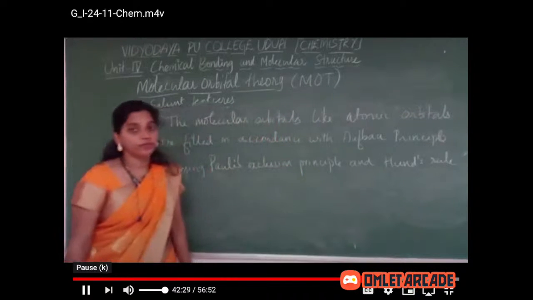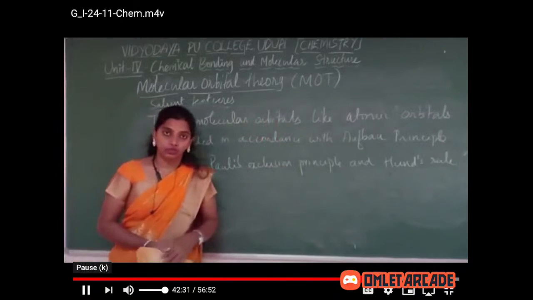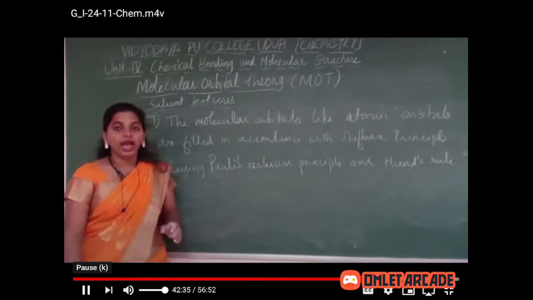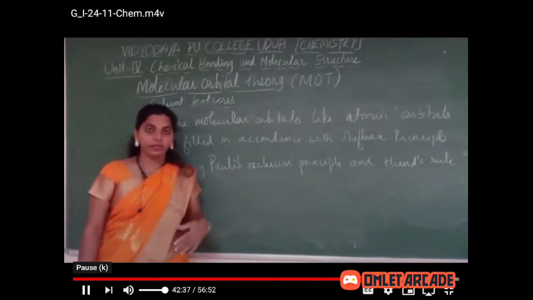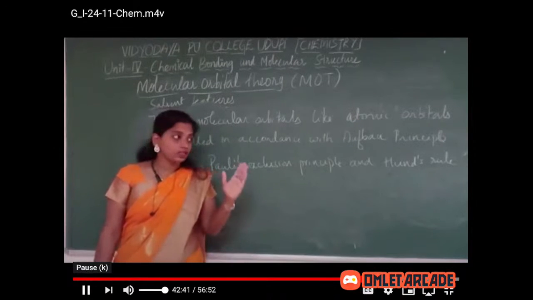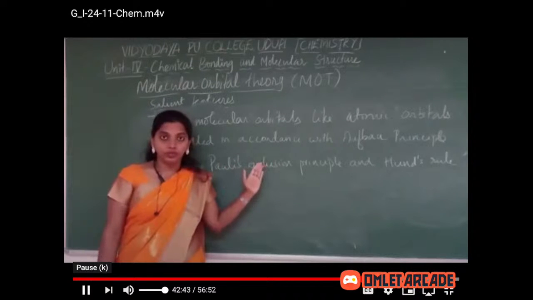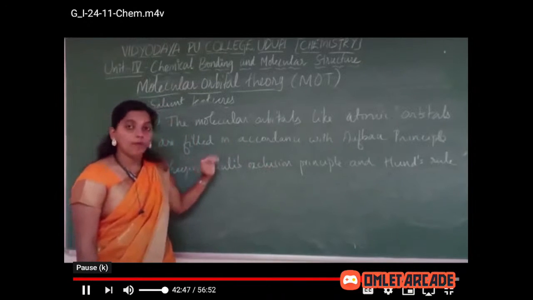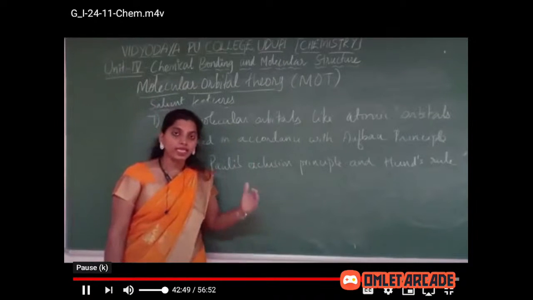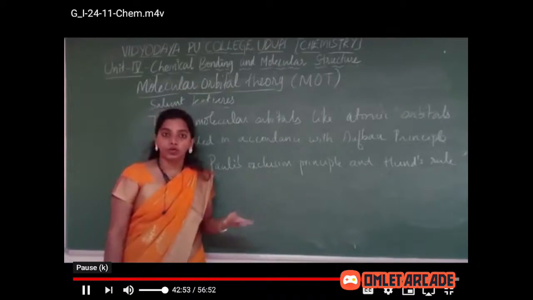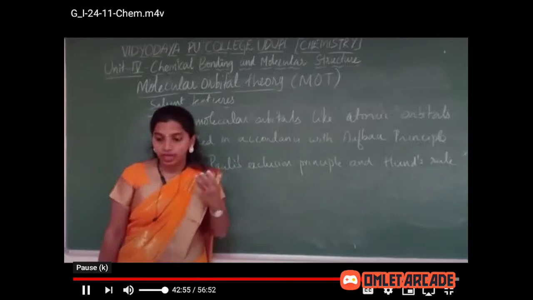Okay. So those are the salient features of molecular orbital theory. I will repeat this one. Look at the 7 points you have written. The first one: electrons in the molecule are present in molecular orbitals, like the electrons in the atoms are present in various atomic orbitals.